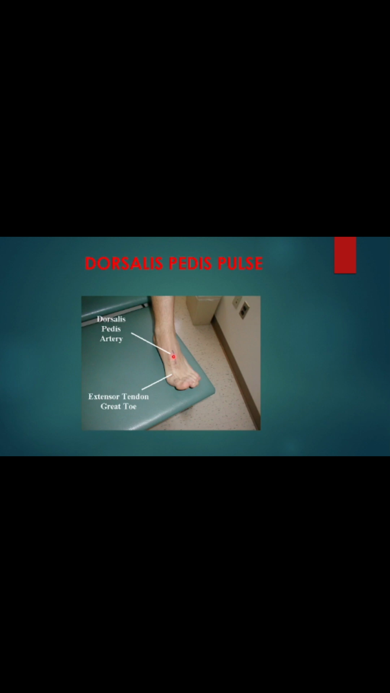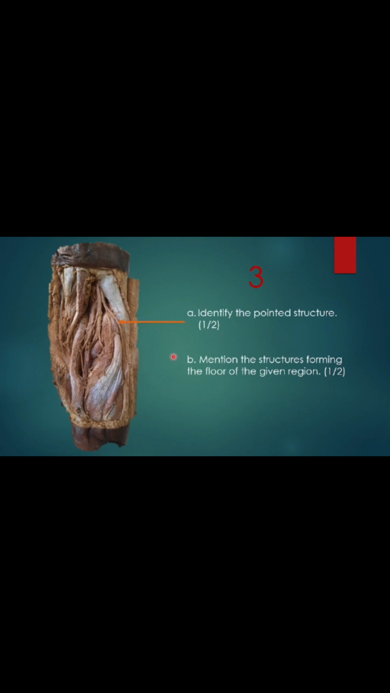Now further absence can lead to gangrene of the foot. Now we'll see the third question. A, identify the pointed structure. B, mention the structures forming the floor of the given region. So let's see the answers.